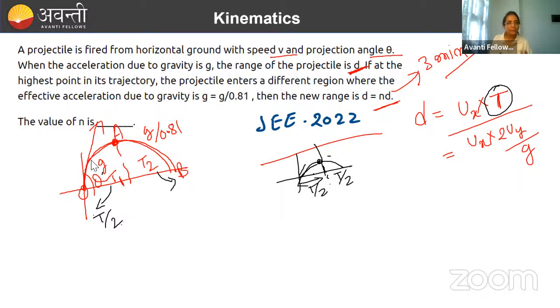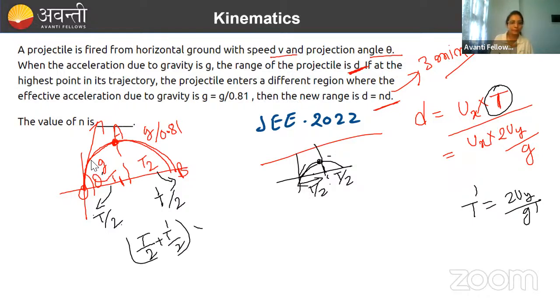Again, t2 can't be equal to t by 2. Here there will be a slight variation in t. So if acceleration due to gravity throughout is suppose g by 0.81 or g dash, then the whole time of flight would have been how much? T dash would have been how much? 2uy by g dash. And in this case, this t2 will be equal to t dash by 2, right? So that will be equal to how much? uy by g dash. That is, here I am going to write t dash by 2. So the whole time that it is taking is how much? t by 2 plus t dash by 2. And that into ux will give me the range, the new range.